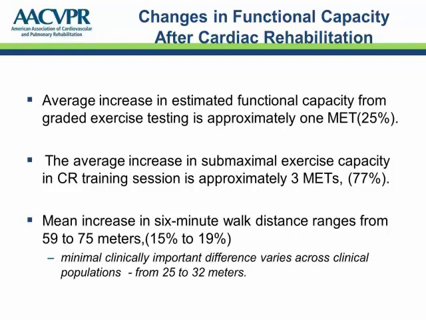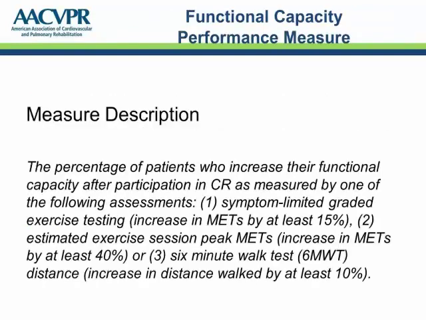So shown here is the performance measure for improvement of functional capacity in cardiac rehab. The measure was written to include the level of improvement necessary to affect change in cardiovascular mortality and risk. And it reads as follows.